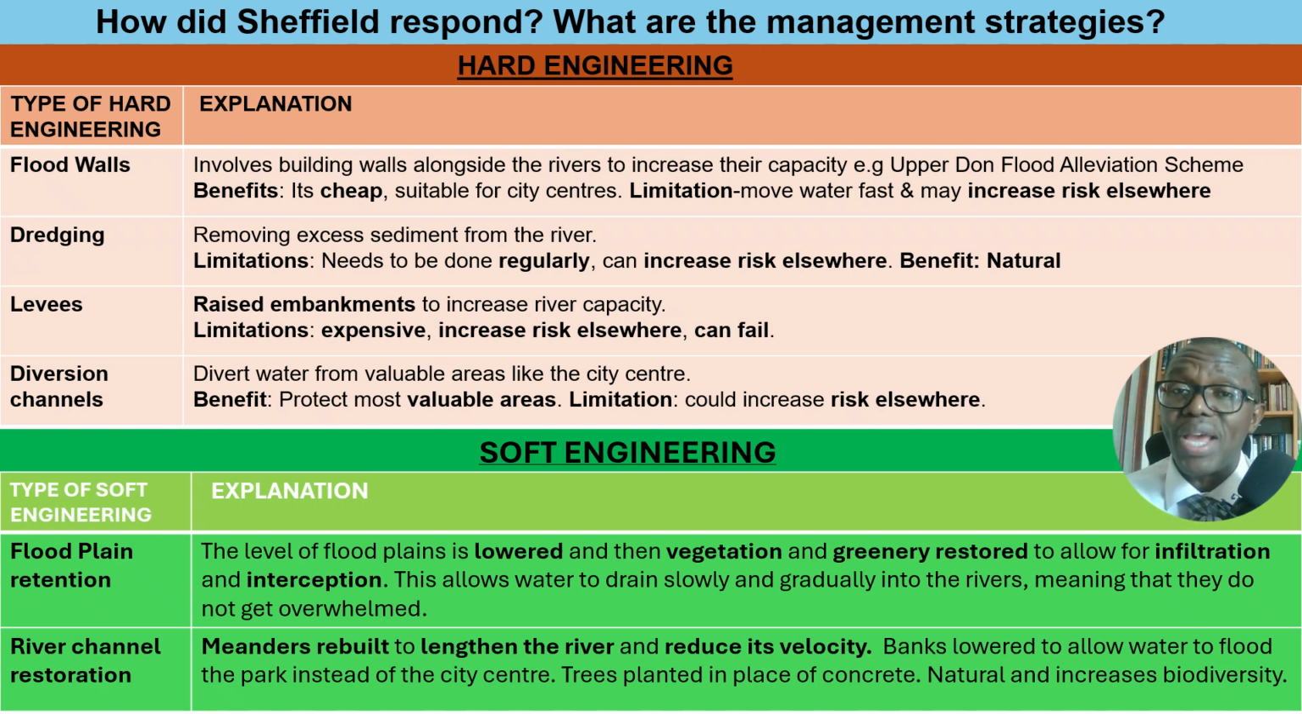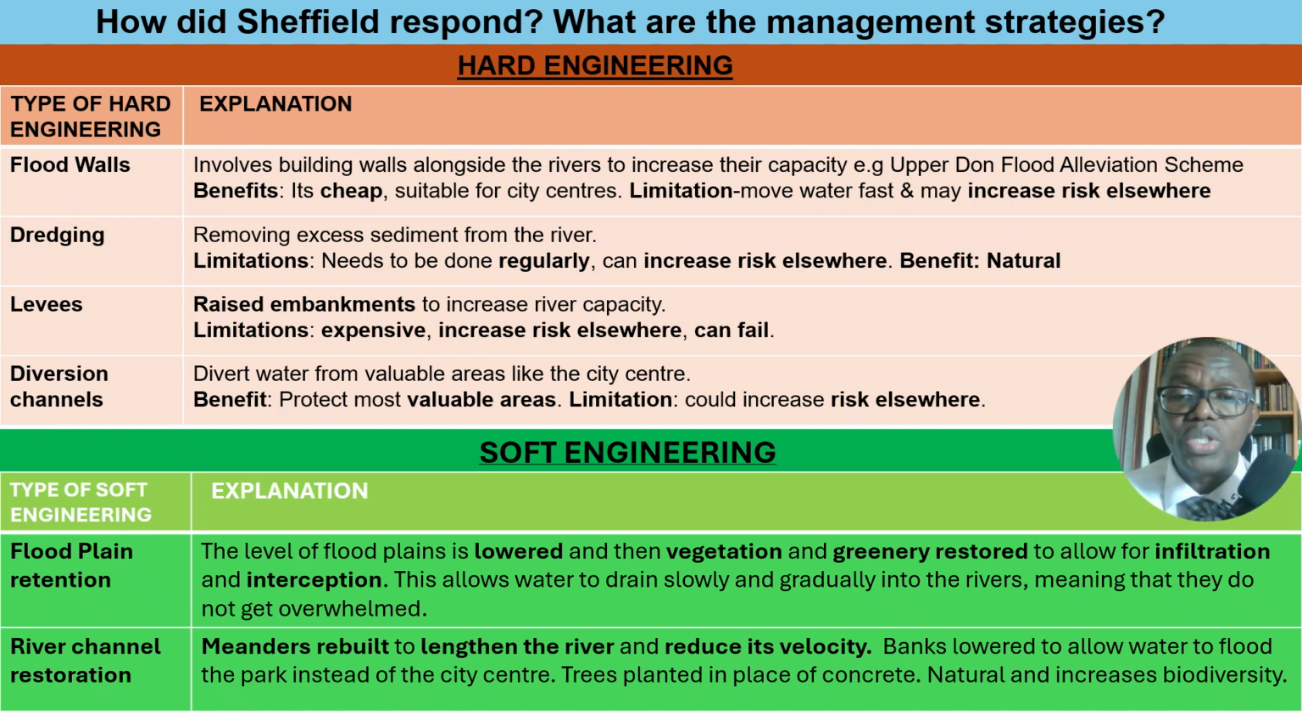So we are going to start off with the hard engineering methods and just talk through them. And the first one that is used in Sheffield and that was improved after these particular floods is flood walls. So this involves building walls alongside the rivers to increase their holding capacity. So if you build up a wall around the river, then that means that in times when you have a lot more rainfall, the river will be able to hold a lot more water. So you'll have increased the capacity of the river, and therefore the flood risk will be greatly reduced. And an example of that is the Upper Don Flood Alleviation Scheme.